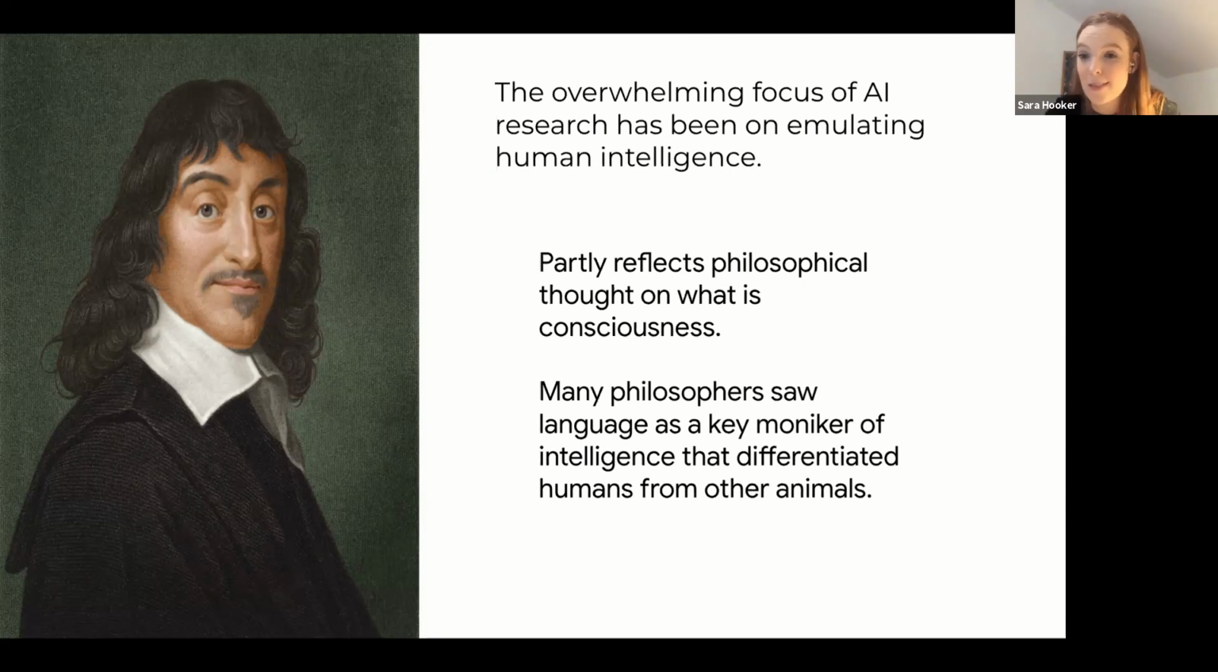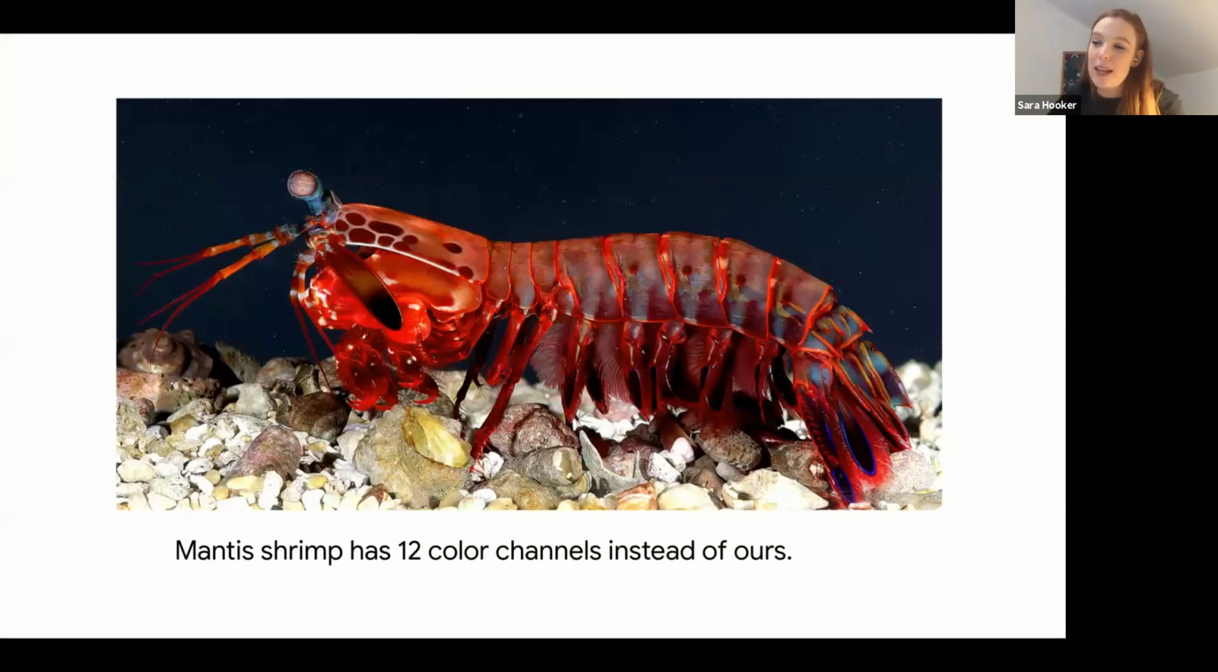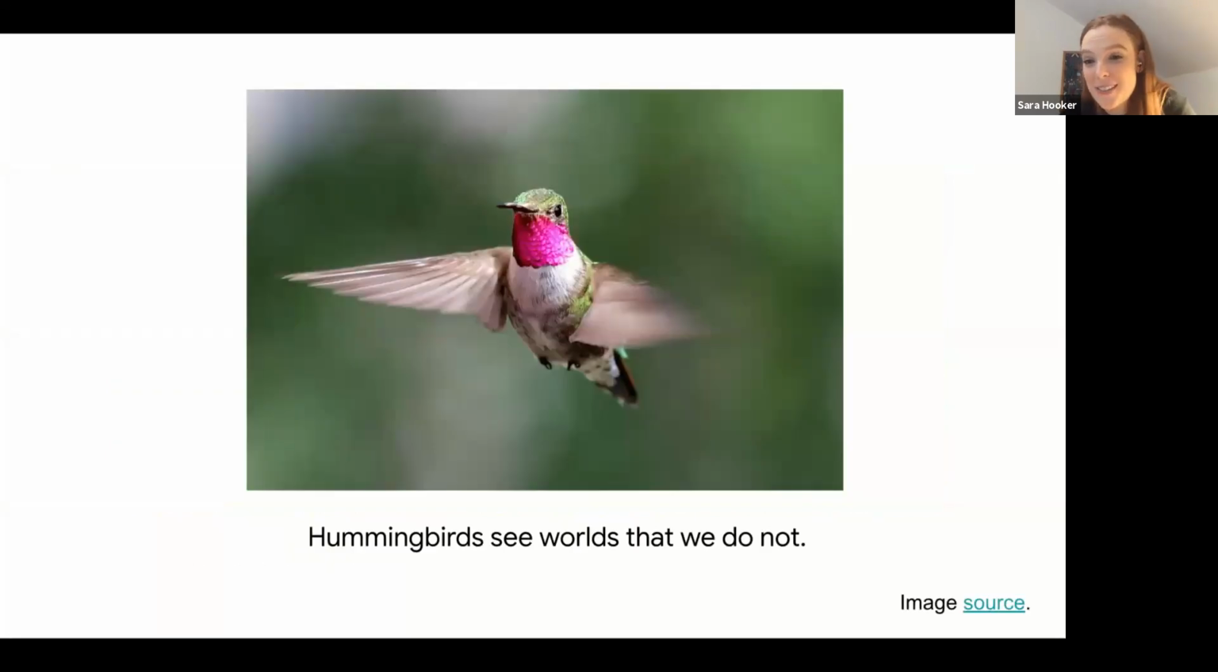This partly reflects philosophical thought on what is consciousness. So many philosophers see language as a key moniker of intelligence that differentiated us as a species from animals. But it's not clear that our intelligence is comprehensive or complete. So for example, this is the mantis shrimp. The mantis shrimp has 12 color channels instead of our 3 RGB color channels. This is hummingbirds who can see infrared color channels, which is fascinating. And so they see an entire dimension that we're not able to see.